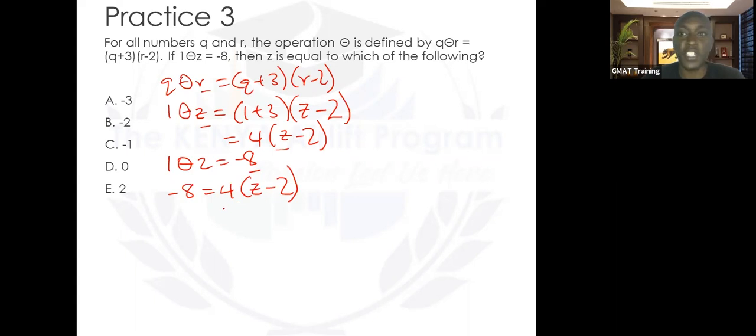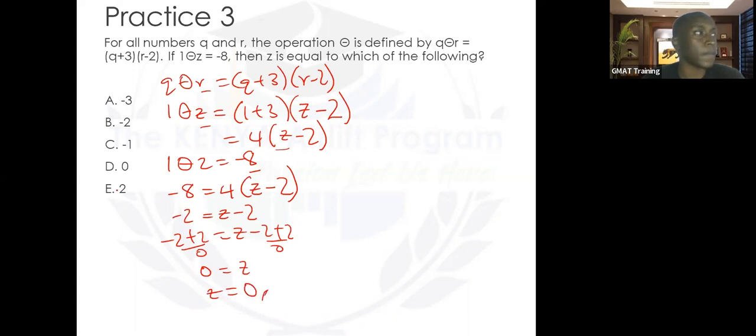We can divide both sides by 4. We have a -2 here and Z minus 2. Then we can add 2 to both sides so that we have -2 plus 2 and Z minus 2 plus 2. This is 0. This is 0. So 0 equals Z, and Z equals 0. Our answer is D. I hope that's clear.